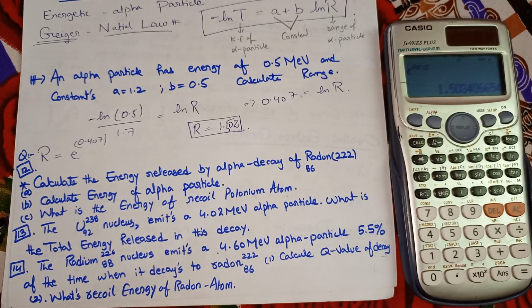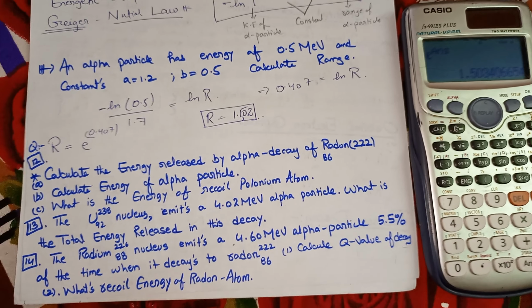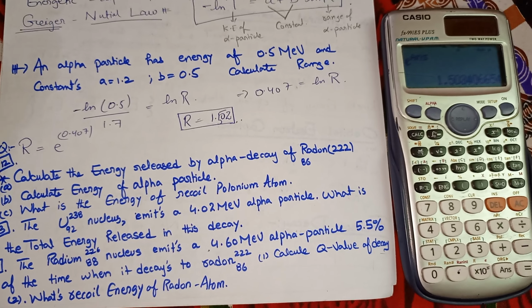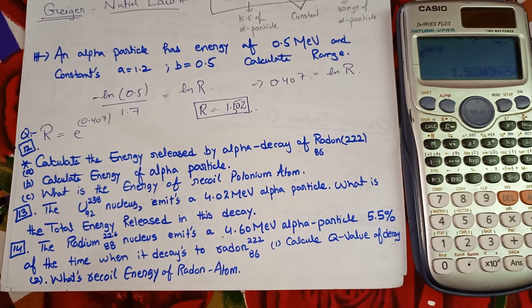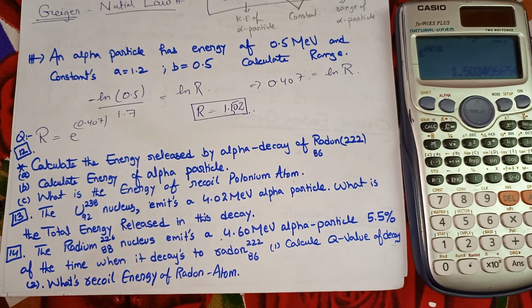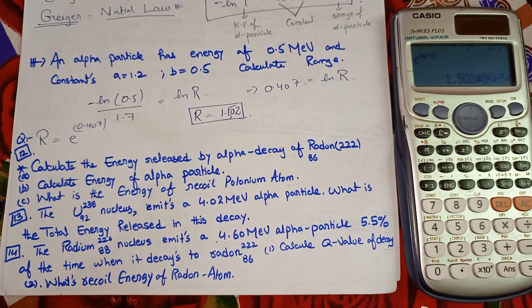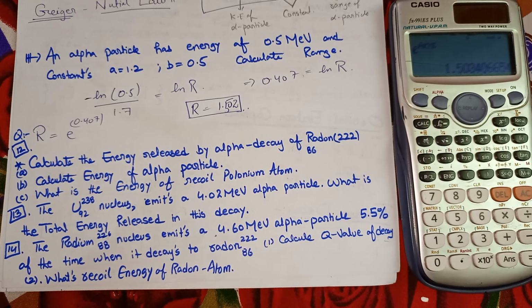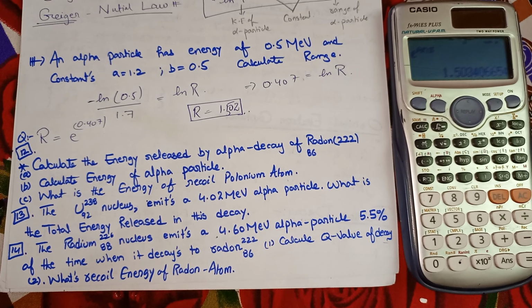So now let's move on towards our next problems. These problems we are going to solve are related to alpha decay, beta emission, and the numericals concerned with alpha, beta, and gamma decays. So let's start these problems.